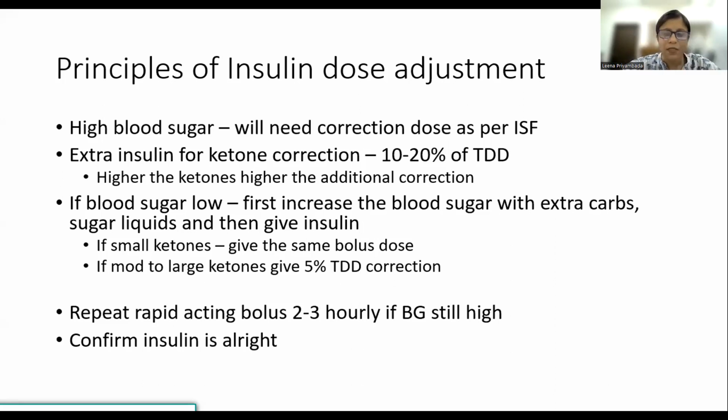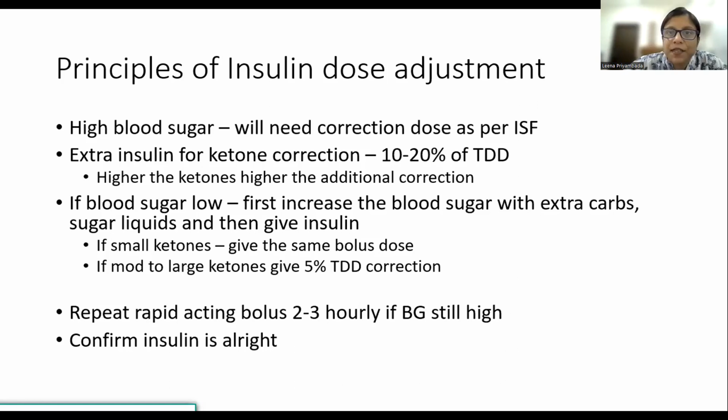Supposing someone has 3 idlis every day for that meal, and there is a particular dose that you give for the 3 idlis. If that day the person is eating only 1 idli, then you have to calculate the pre-meal bolus for the 1 idli and not for the 3 idlis, plus the hyperglycemia, the high glucose which is present before the meal, and then depending upon whether ketones are present or not present.